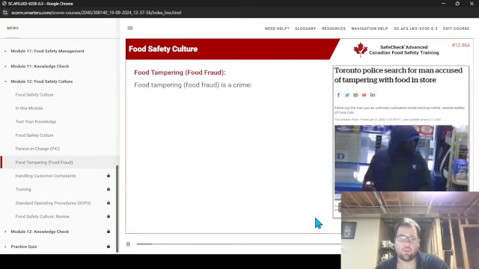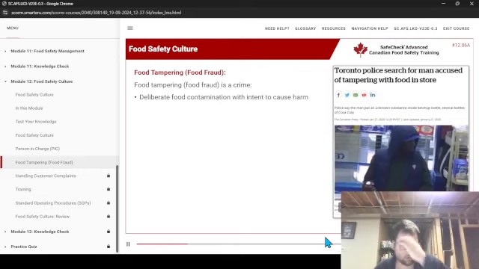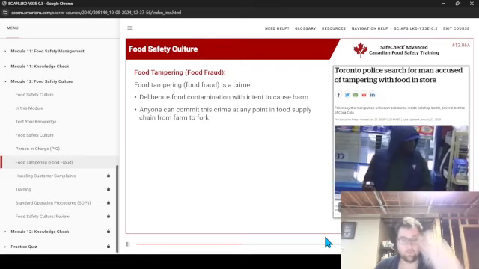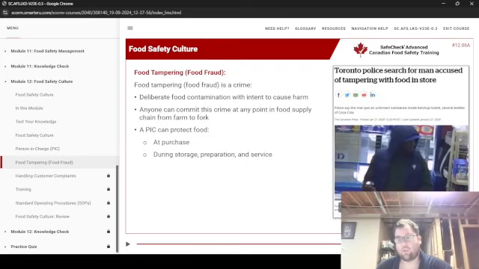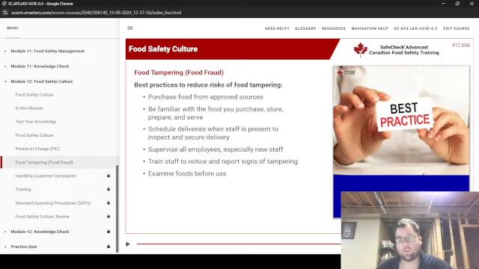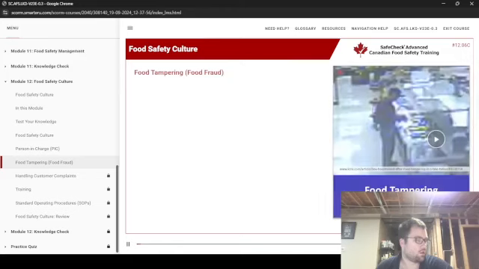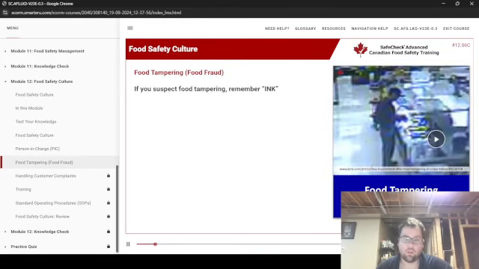Food tampering or food fraud is the deliberate or intentional food contamination with intent to cause harm. Food tampering can result in serious consequences for a food business. Anyone can commit this type of crime. If you suspect food tampering, remember the act.